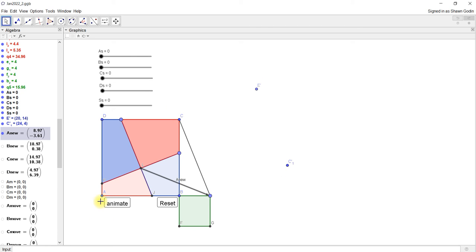I'm thinking of this bottom left corner as A. So if I look at my pieces, this piece has the bottom left corner. That piece has to go to A new, so that's the vector that describes how this piece has to move. B new, same idea, describes how this piece, the bottom right corner, moves, and similarly C new and D new.